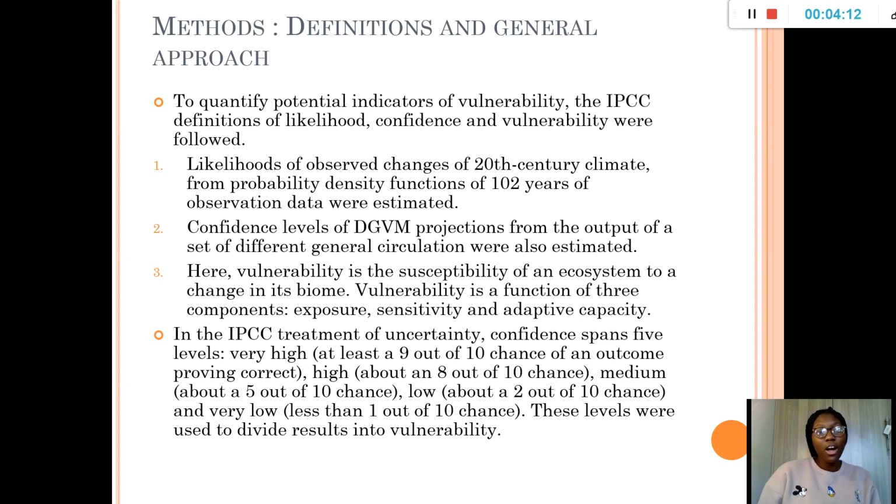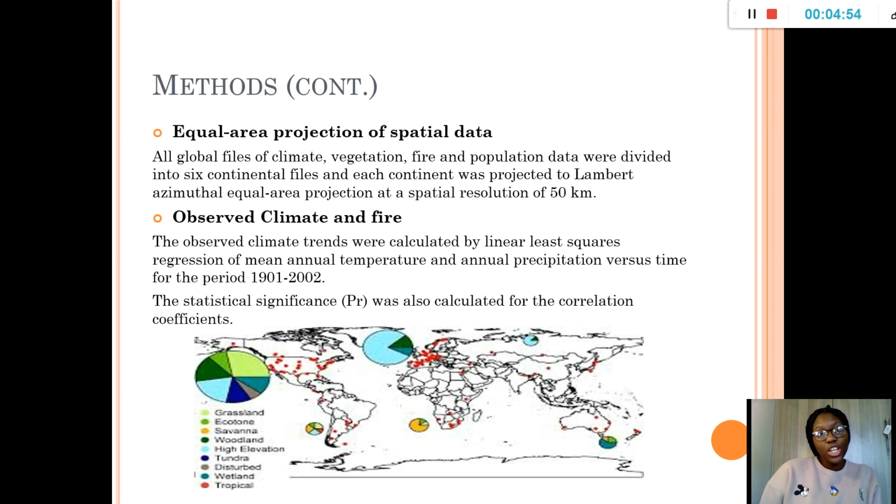Vulnerability is a function of 3 components: exposure, sensitivity, and adaptive capacity. In this analysis, observed and projected climate changes indicated a degree of exposure. Deviation of climate from long-term mean values and modeled changes of future vegetation provide indicators of ecosystem response, which combines sensitivity and adaptive capacity components. In the IPCC treatment of uncertainty, confidence spans 5 levels, ranging from very high to very low. These levels were used to divide results into vulnerability classes.